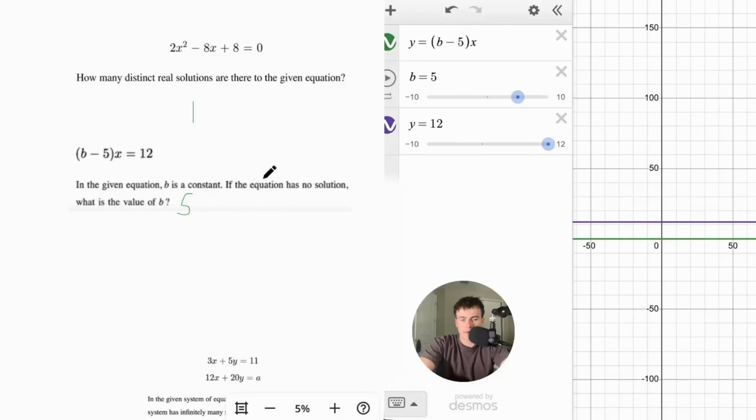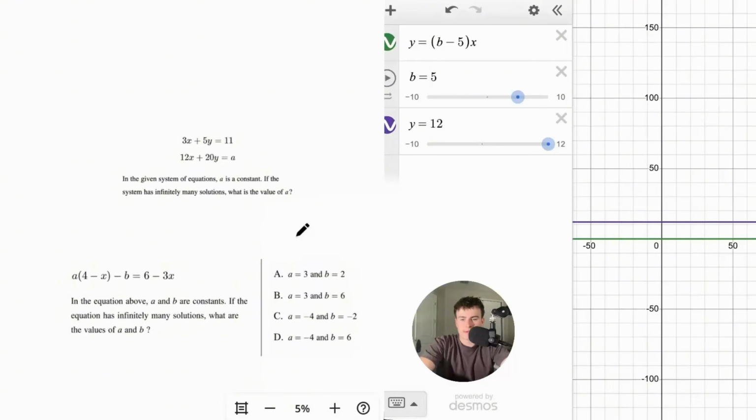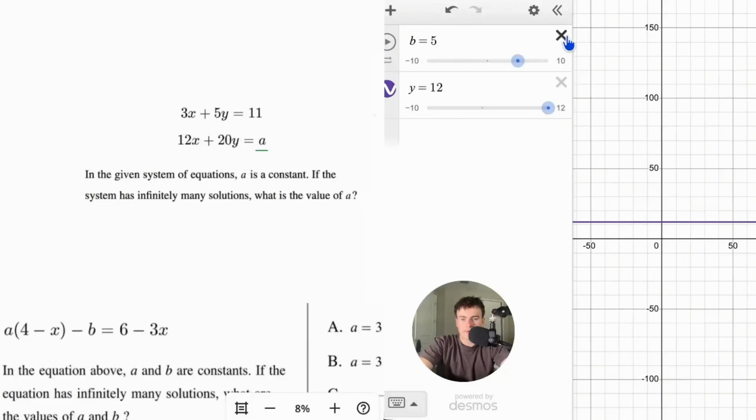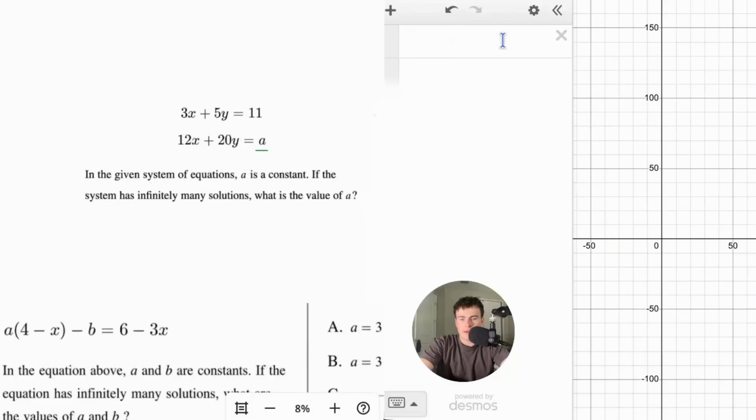This is pretty much the same process for all of the no solution problems. Now, infinite's going to be a little bit different because you're going to drag it until they intersect, overlap fully. But anyway, let's do the next one. It says, in the given system, A is a constant. It has infinitely many solutions. What's the value of A? So remember what I said before, if we have two lines, an infinitely many solution system will be two lines that overlap each other fully, right?